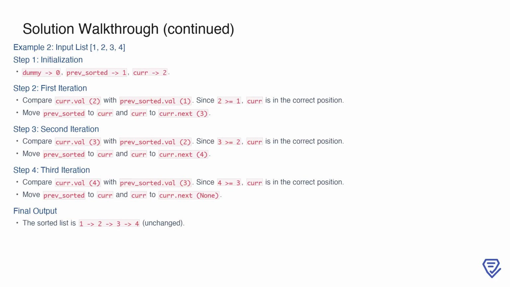Finally, in the third iteration, cur.val is 4 and prev_sorted.val is 3. Since 4 is greater than or equal to 3, the node with value 4 is also in the correct position. We move prev_sorted to cur, and cur is updated to cur.next, which is now none. Since the input list was already sorted, the final output remains unchanged as 1-2-3-4.